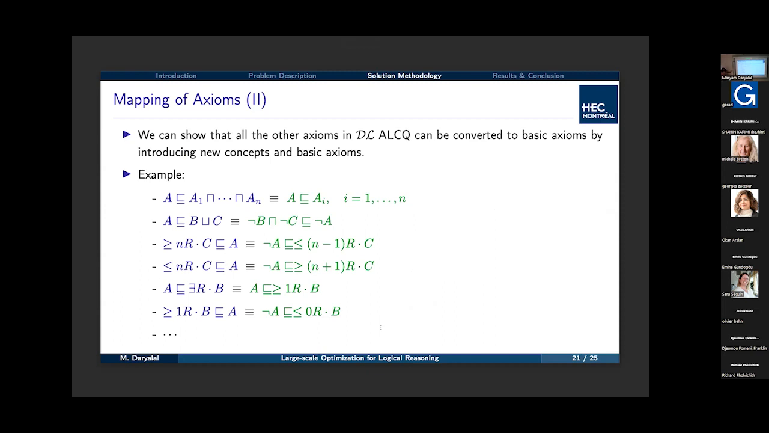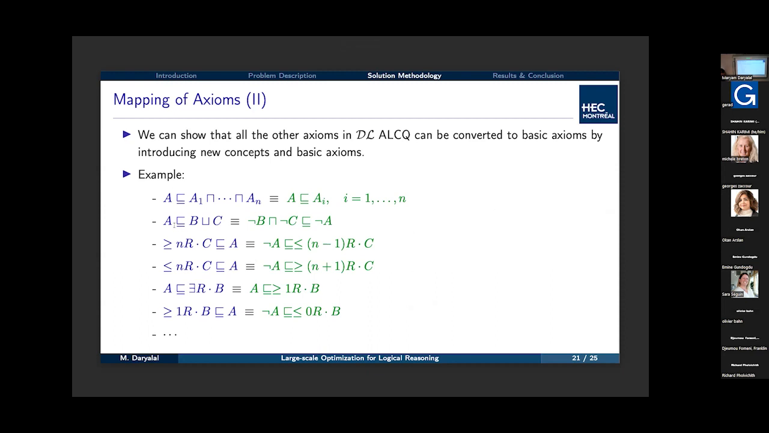All the other axioms, we can show that they can be reduced to these basic ones, as well as the QCRs. So imagine if I have an ontology, I begin by normalizing it. So I bring everything down to QCRs and those basic axioms. And I can show that we can do that for all the other axioms.